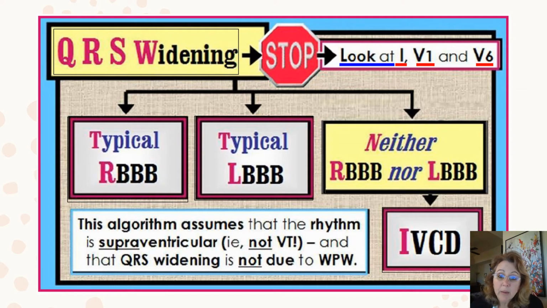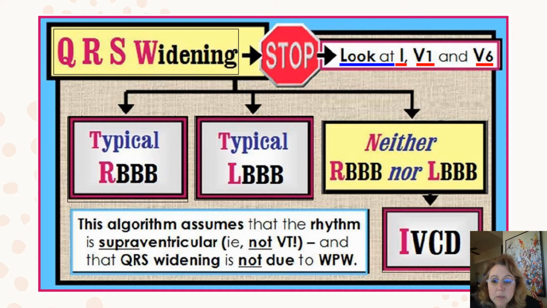Now, what kind of bundle branch block is it? It is either a typical right bundle branch block, or it's a typical left bundle branch block, or it's neither one of those. And then we call it an IVCD. So when it doesn't meet the criteria that I'm going to teach you here in a minute for typical right bundle branch block or typical left bundle branch block, then we call it an IVCD, an intraventricular conduction delay.